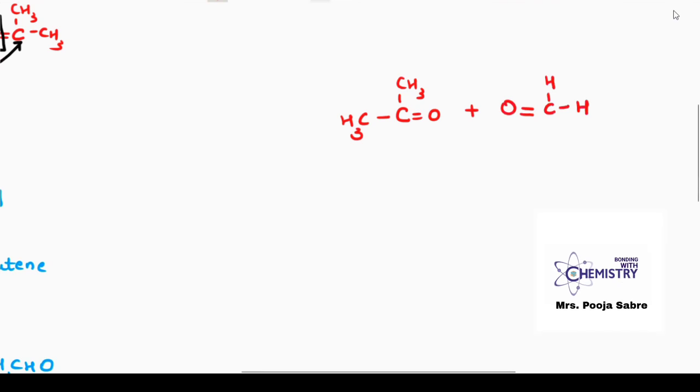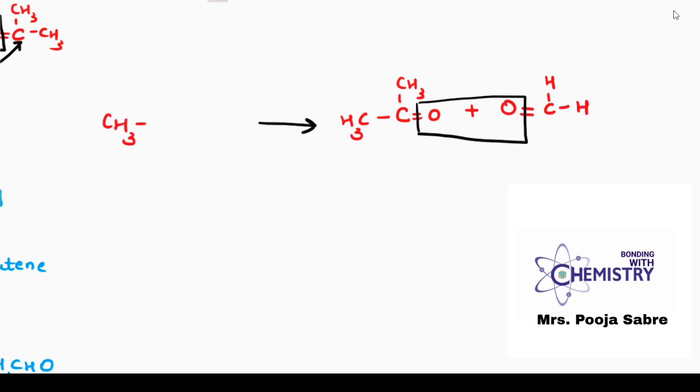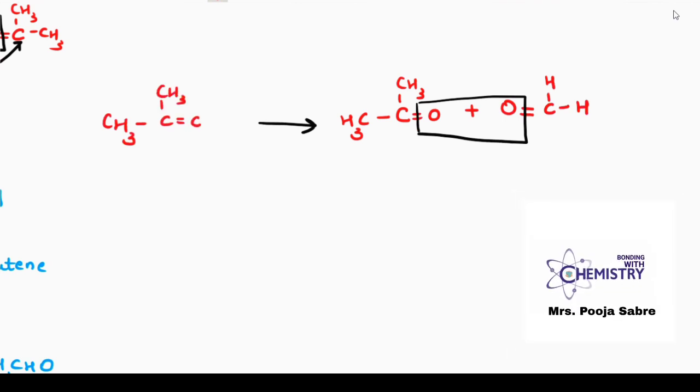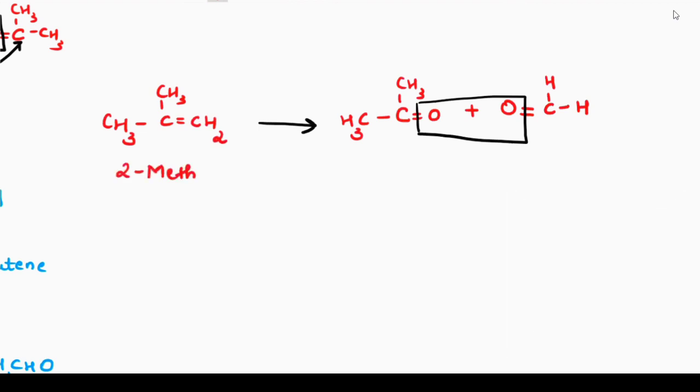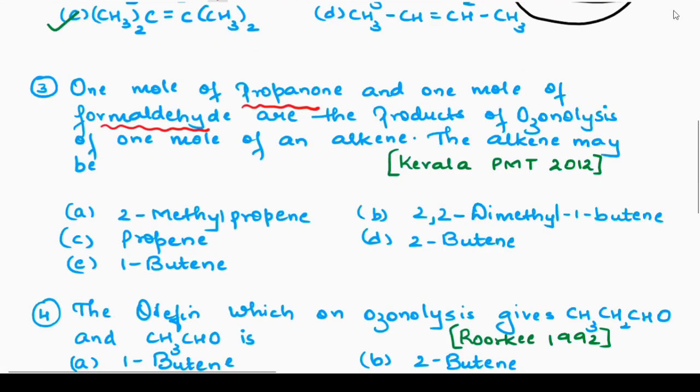So finally, you know the trick. Oxygen and oxygen will be removed. And then in the reactant part, I will get CH3, C, CH3, double bond, CH2. The name of the structure is 2-methylpropene. So quickly tell me, students, what will be the answer? Yes, option A is the correct answer.